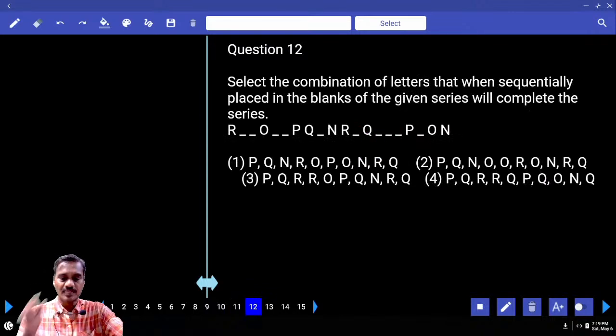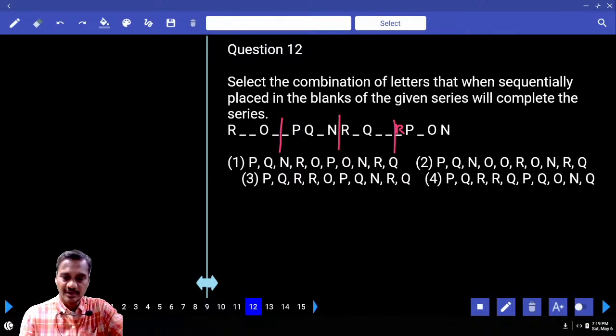Then the 12th one, how many elements do we have altogether? 1, 2, 3, 4, 5, 1, 2, 3, 4, 5, and so on. Then what is the first element we have? R, RP, RPQ, RPQO, RPQON, RPQON, and so on.